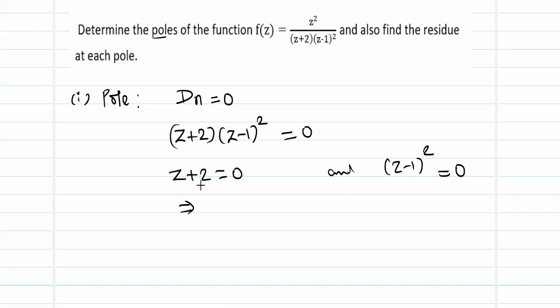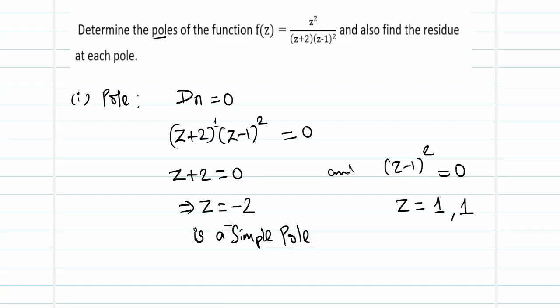This first quantity gives me z as minus 2, and the second quantity gives me z is equal to 1, but it is not of power 1, it is going to be of power 2. So z is equal to 1 comma 1, so z equal to 1 twice. Now this pole which is going to take power 1 is referred to as a simple pole. So we call z is equal to minus 2 a simple pole.